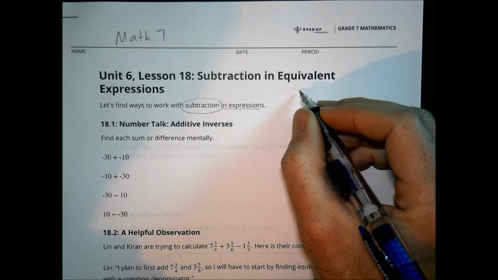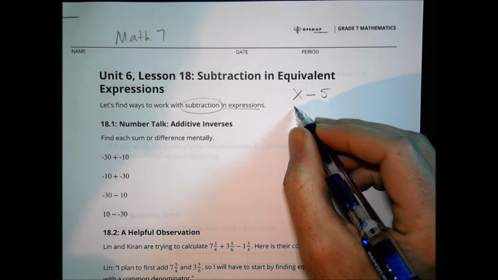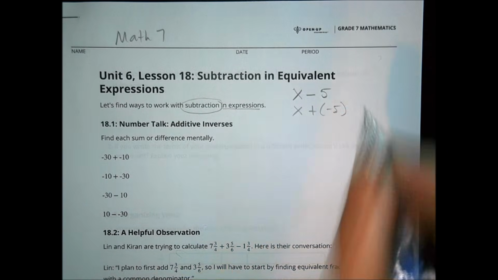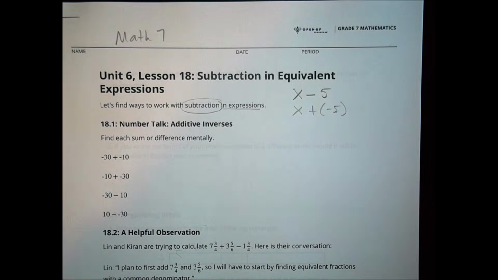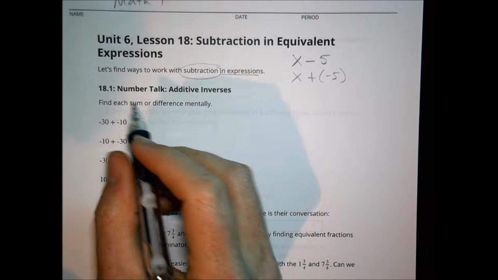For example, if I had something like x minus 5, I could rewrite that by saying this is x plus a negative 5. So I can always turn a subtraction problem into an addition problem. Now in our number talk activity today, we have some sums or differences that we're asked to do mentally.